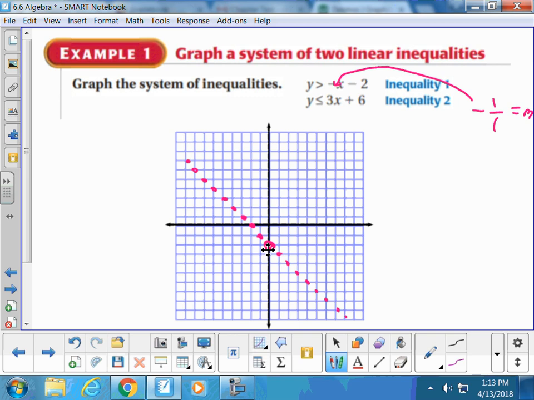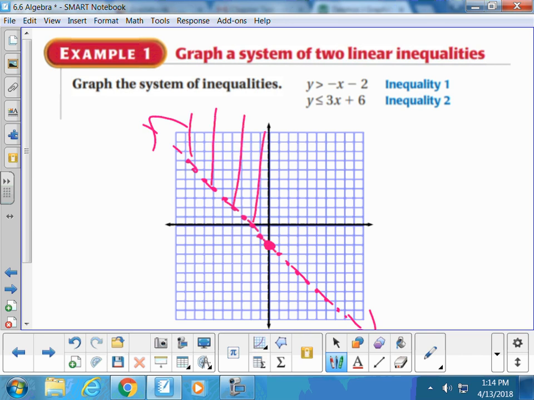We're ready to connect our dots. Would we want to use a solid or a dotted line? The symbol is a greater than symbol, so definitely a dotted line, because we can be greater than this line, but we can't actually touch it. And the symbol is greater than, so we are going to shade up above, up here.